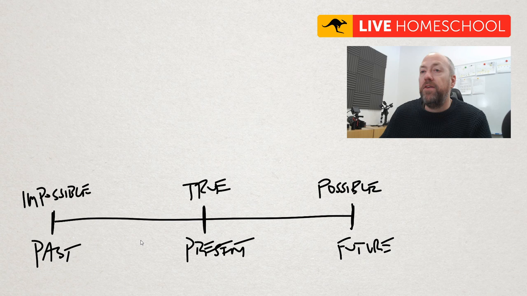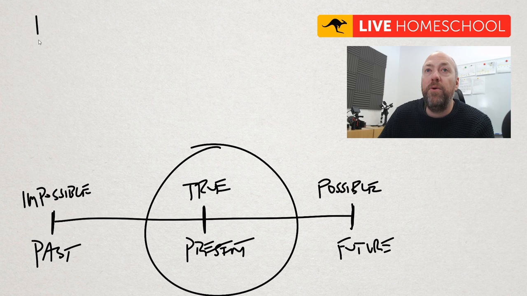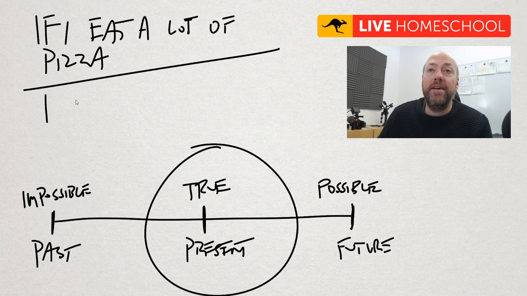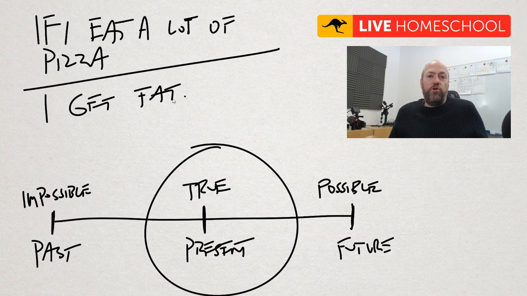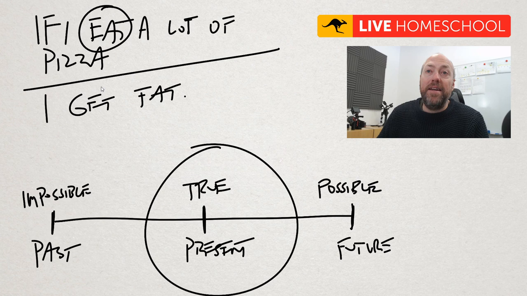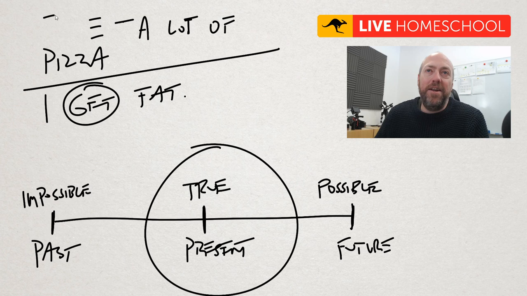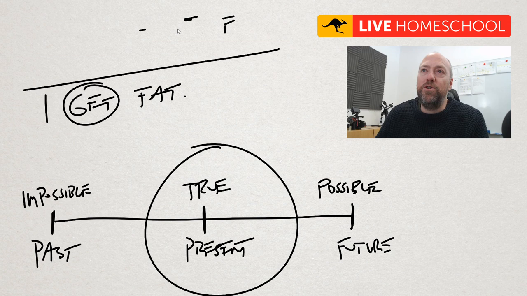So, for example, let's do something true. If I eat a lot of pizza, okay, first part of the conditional, if I eat a lot of pizza, I get fat. Okay? Truth, right? And you can see that both of these are using present tense because it's a true thing. There's no doubt about this, right? Well, okay, maybe I could say, if I eat a lot of pizza and I don't exercise and I drink beer and I sit on the sofa and watch Downton Abbey, I get fat.